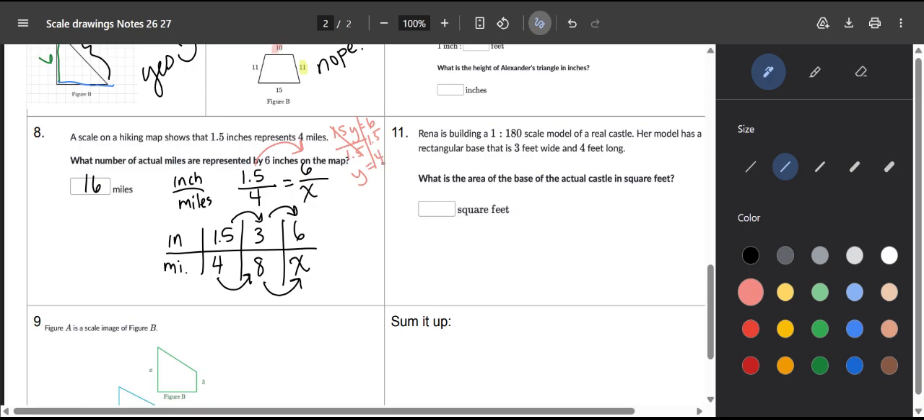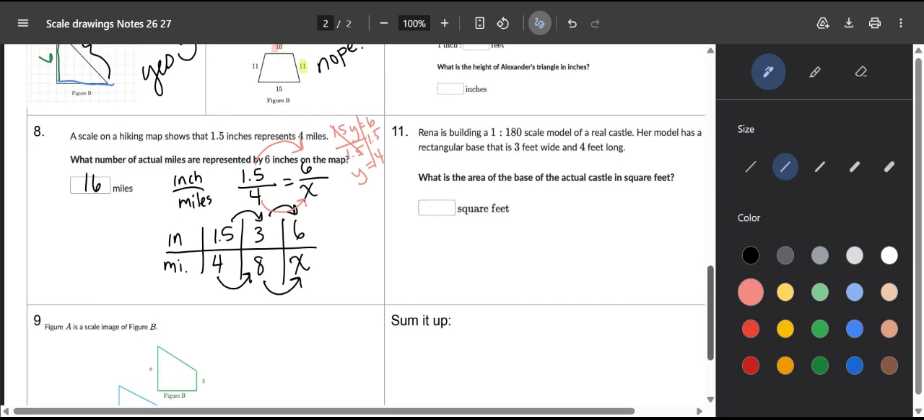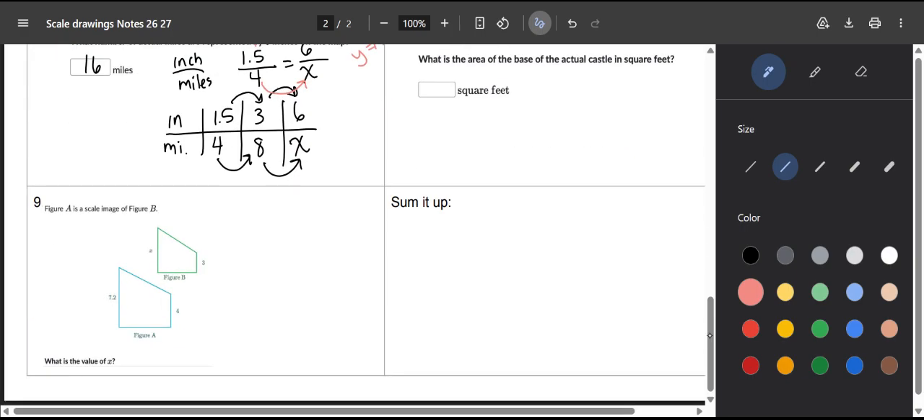So then I would do 4 times 4, and guess what that gets us? 16. All right, let's go down to y. Figure A is a scale image of figure B, so that's good, they tell us that. We have to find the value of x.